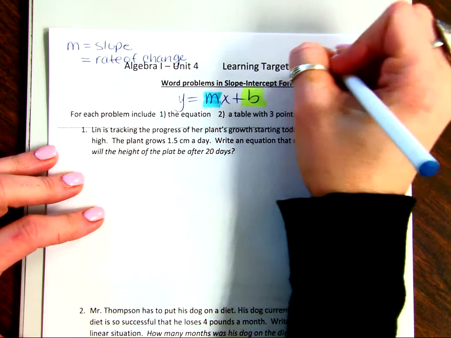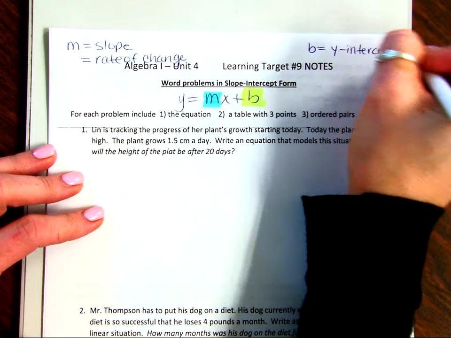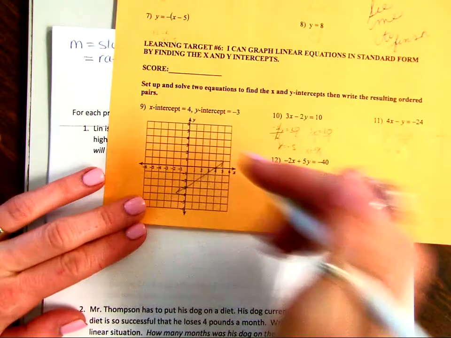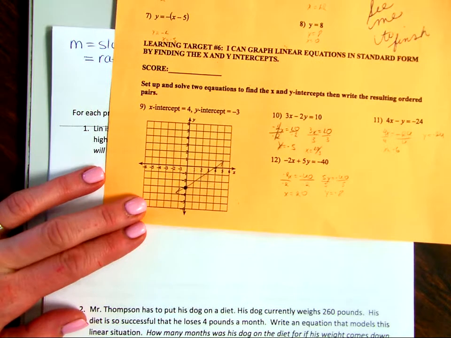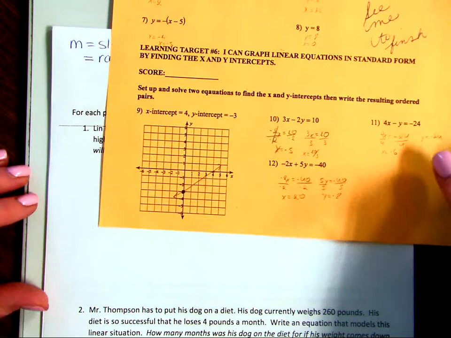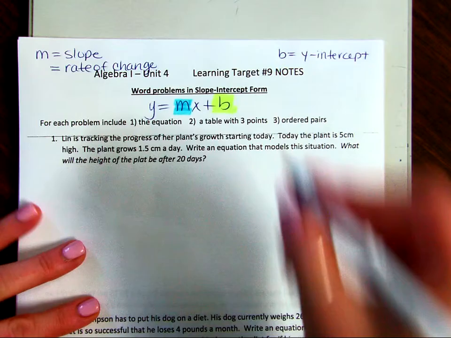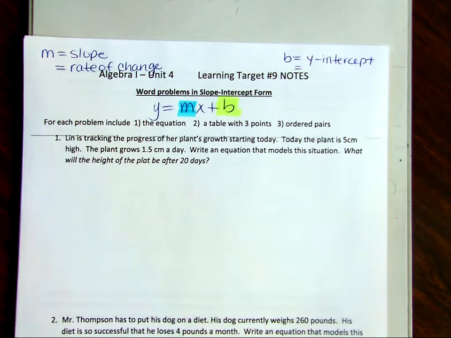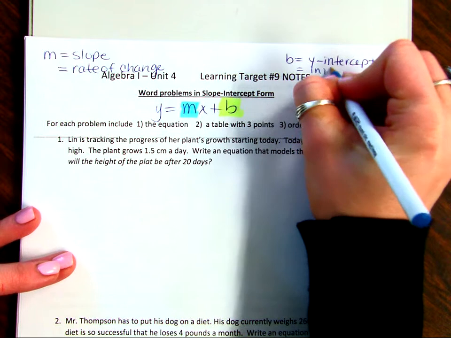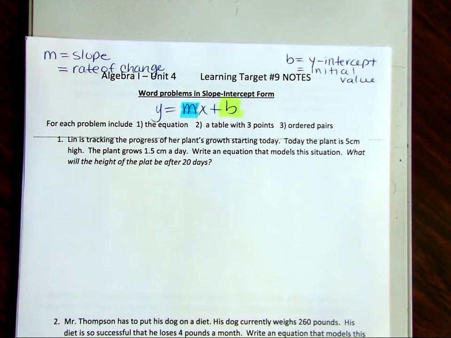So then the b represents what we call the y-intercept. And when we were just graphing, the y-intercept didn't really mean anything. It meant that's where I start graphing my line. That's all it meant to you. So when we're into word problems, we don't call it y-intercept. We call it, anybody remember? Good. Initial value. It means where are you starting at?